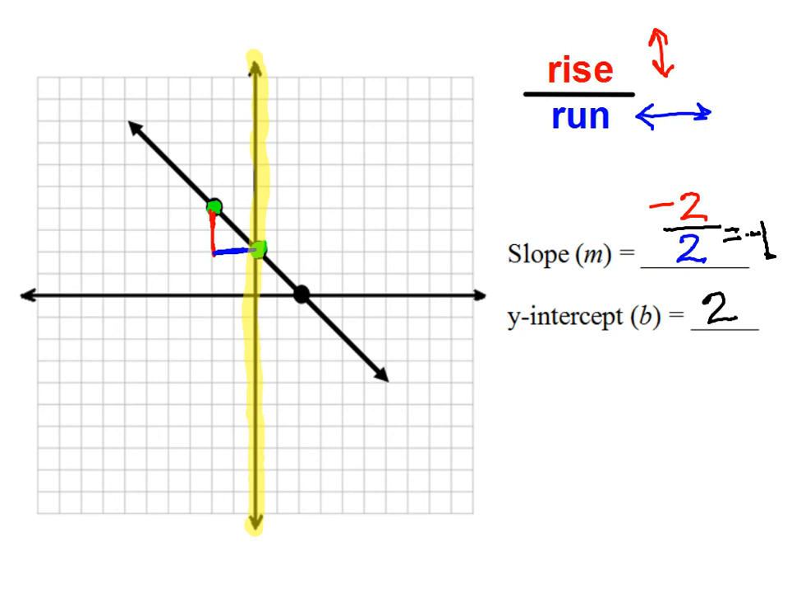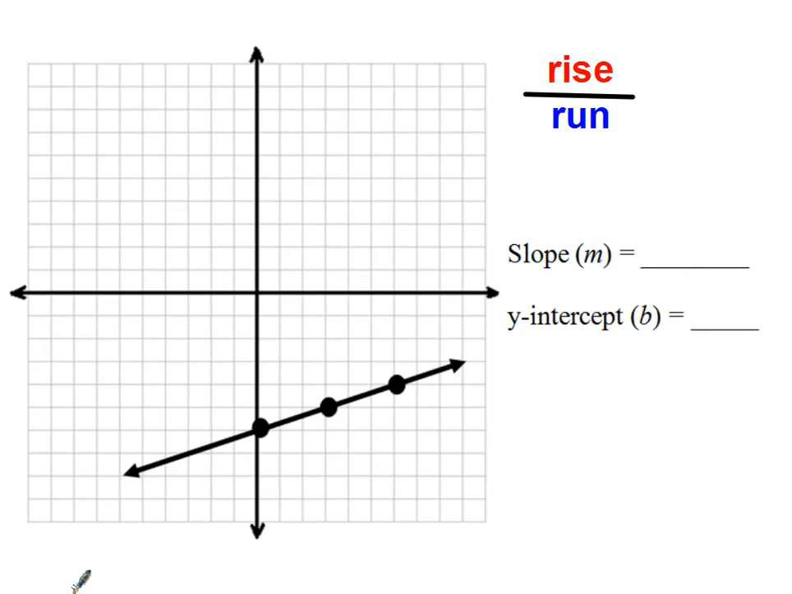For a second example, here's my new line. Again, identify 2 points. I'm going to use the middle point here and the last point. And first determine your rise, or your vertical movement between the 2 points. I go up 1 space, so that's a +1. And then determine your horizontal movement, which is 1, 2, 3 spaces to the right, so that's a +3. Our fraction does not need to be simplified, so our slope for this line is 1/3.